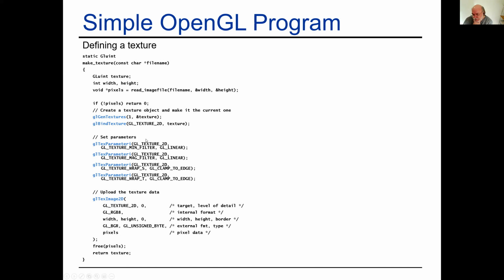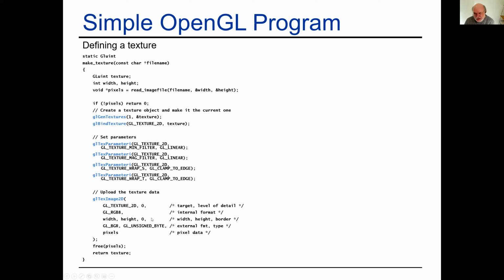Then you set some texture parameters. So the min filter is linear interpolation, and the mag filter is also linear. We want to wrap around in S and T, the texture coordinates, horizontally and vertically, and clamp to the edge. And then we define the texture data.